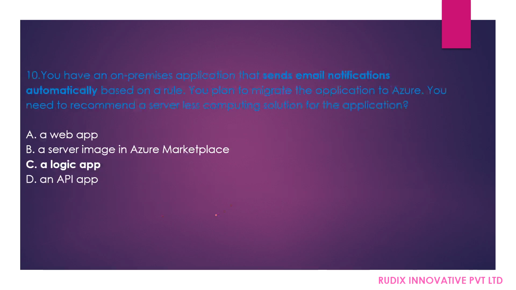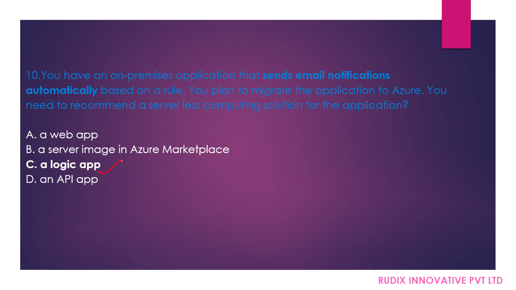Next question. You have an on-premises application that sends email notifications automatically based on your rules. You plan to migrate the application to Azure. You need to recommend a serverless computing solution for the application. Option A, web app. B, server image in Azure Marketplace. C, logic app. D, API app. The correct answer is logic app.